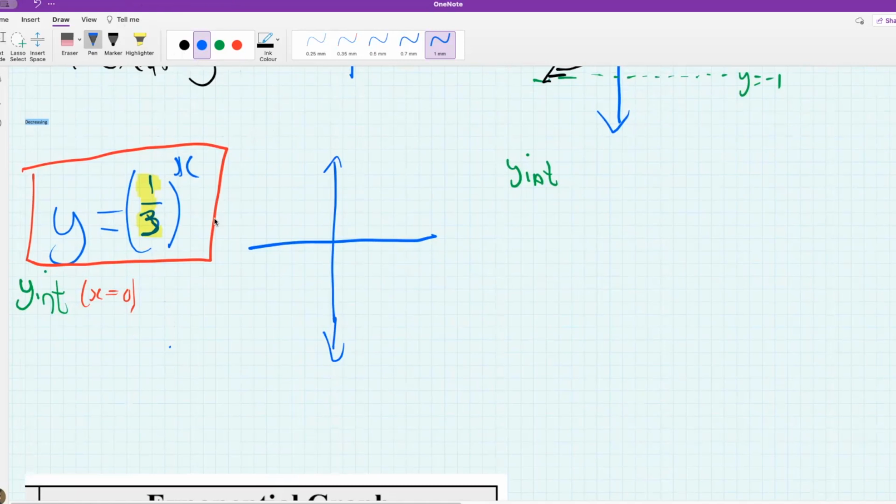What do you think, Naledi? What would you get for your y-intercept? And you, Manila, what did you get for your y-intercept? Pop your answer in the chat there.